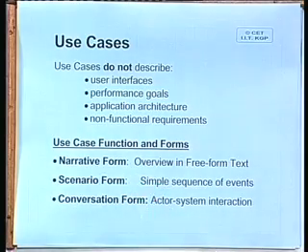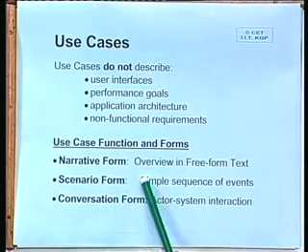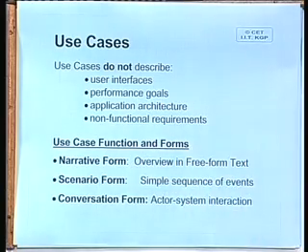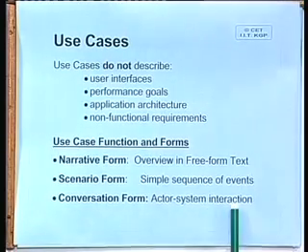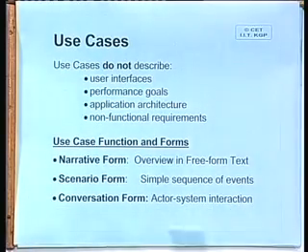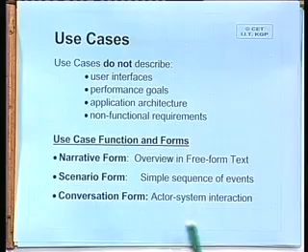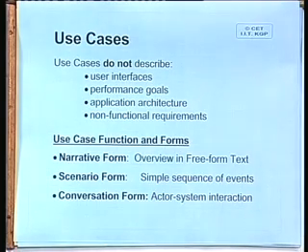You can write the description in three forms. The first one is known as the narrative form, where you give the overview in free form text, or you can write it in a scenario form, where you write the simple sequence of events, or you can write the conversation form by actor system interaction.